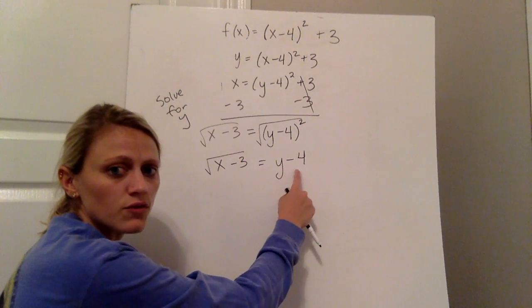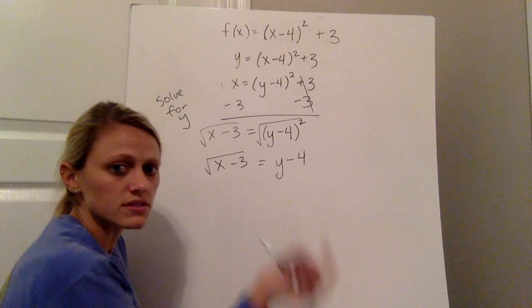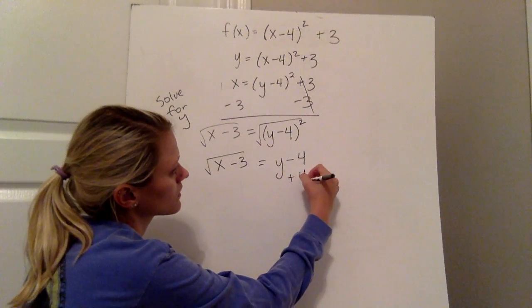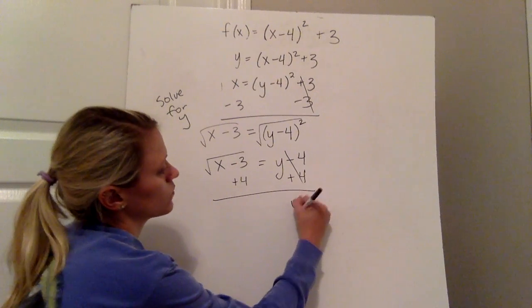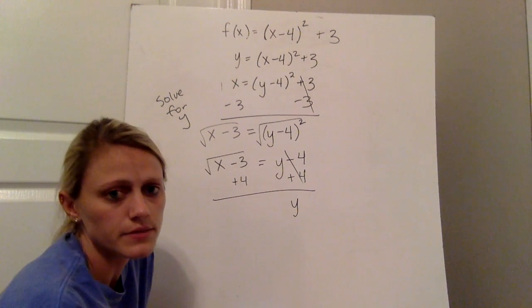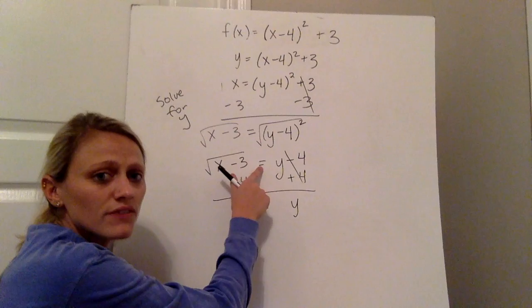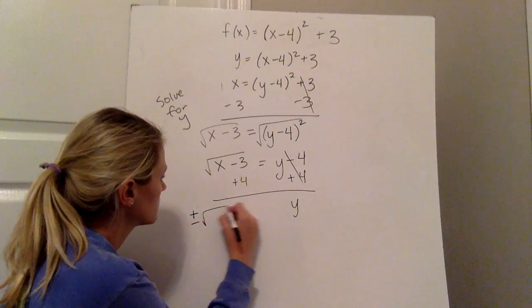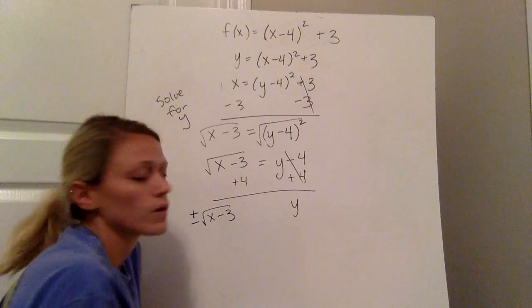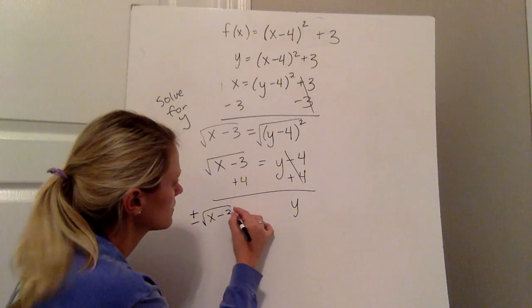Now to get the y by itself, we just need to get rid of this minus 4, obviously by adding 4. Okay. Cancels. Y is now by itself, which is great. That was my end goal. And so now I've got plus or minus the square root of x minus 3.